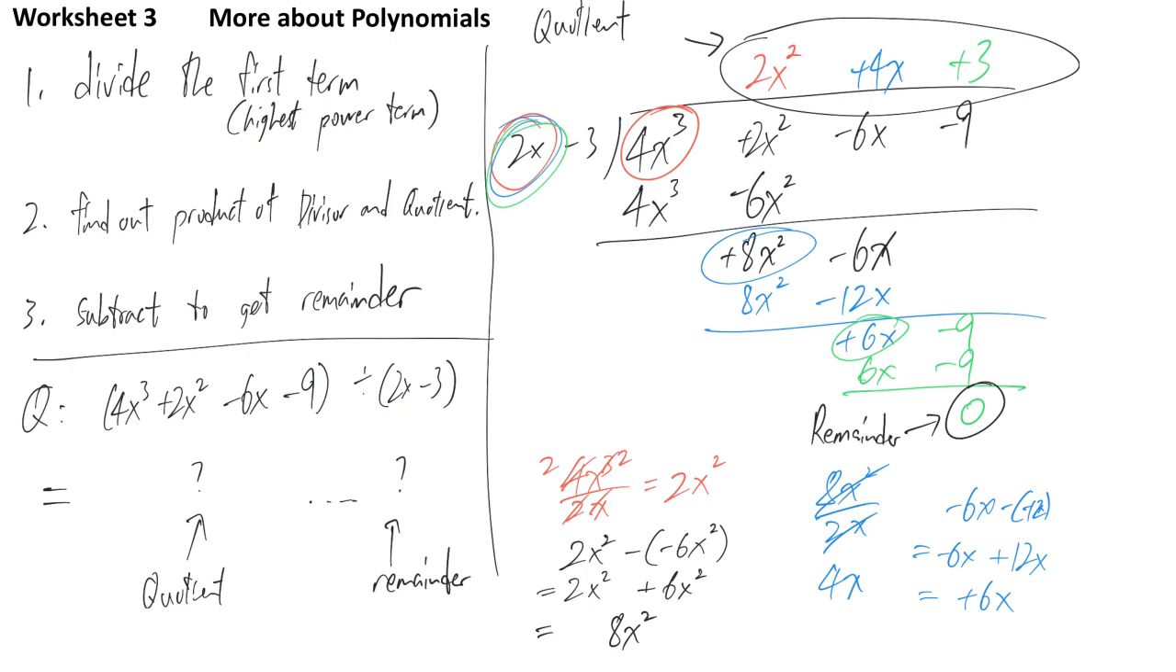So this answers the question. The quotient is 2x squared plus 4x plus 3, while the remainder is 0. So we have already answered the question. And this technique in DSE, maybe they won't ask you directly how to divide them, but it's a very essential part of some A2 section questions.